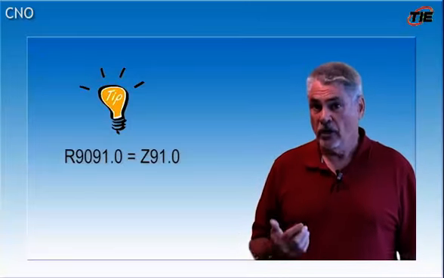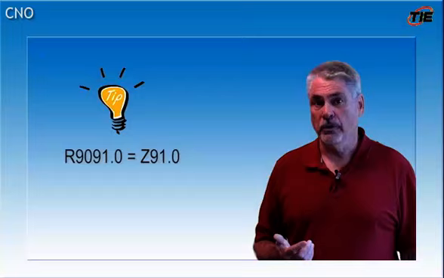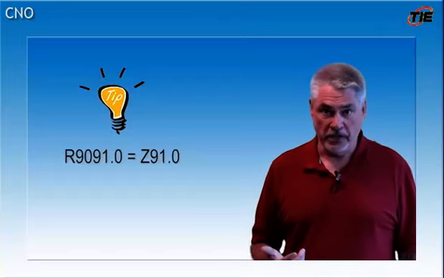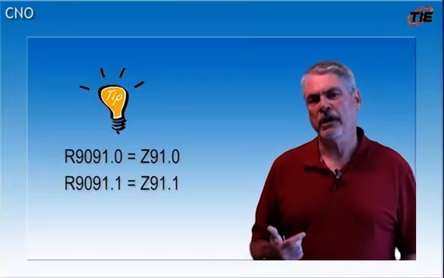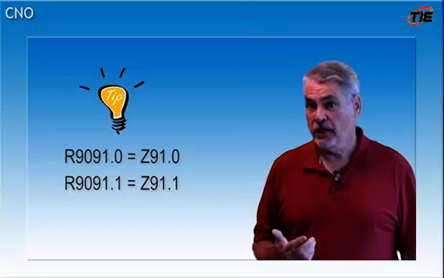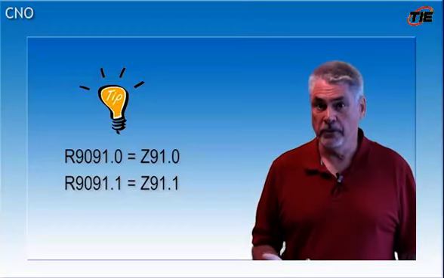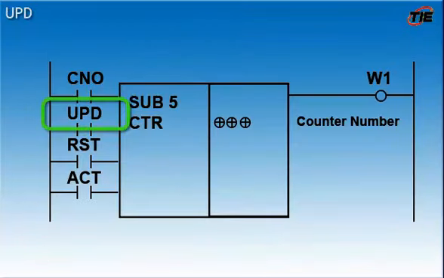Just as a side note, Fanuc has started to switch these addresses over to a new address. This is the Z address. R9091 bit 0 can be shown as Z91 bit 0, and R9091 bit 1 can be shown as Z91 bit 1. The next setting we're going to look at is the up-down input.